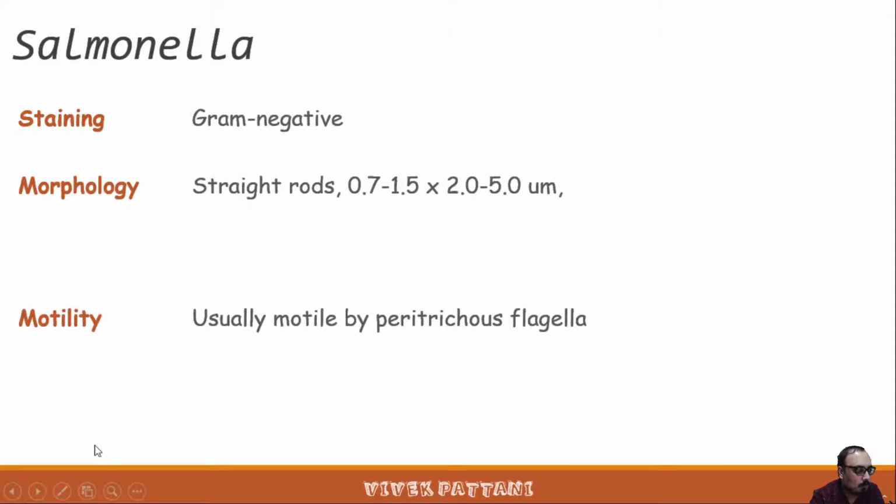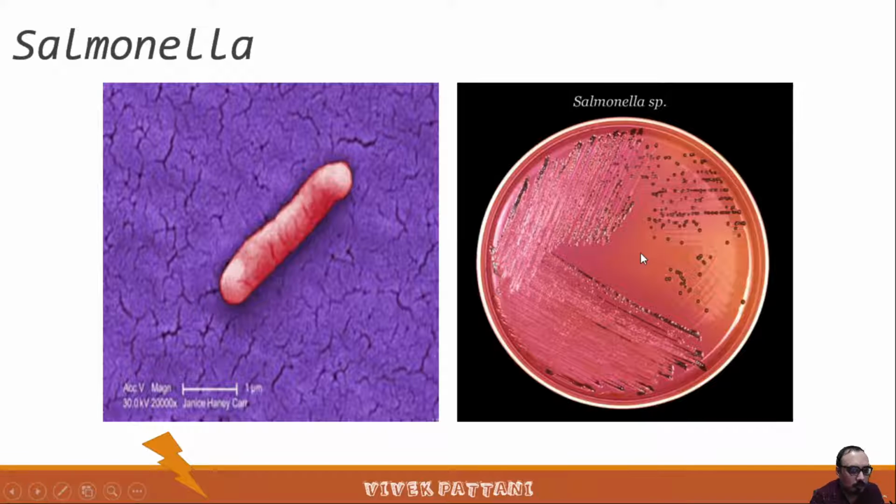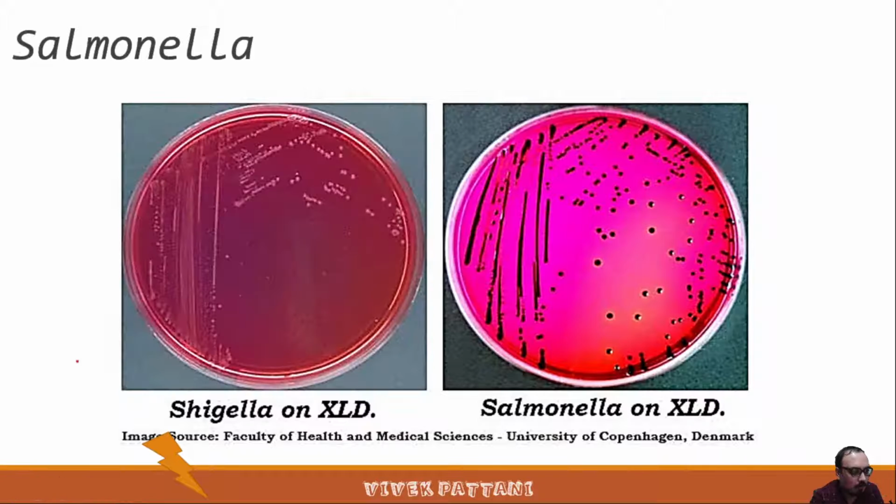Now, what are the specialties of Salmonella? This is a photograph of Salmonella typhi here. And these are the colonies of the Salmonella typhi. Now this one is a Shigella and this one is a Salmonella.